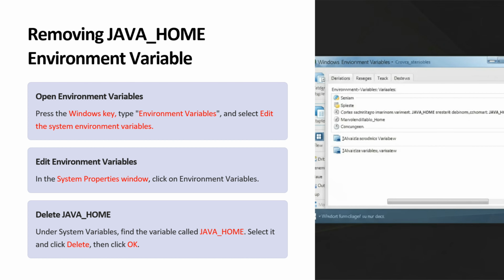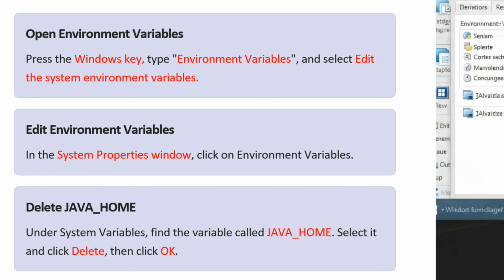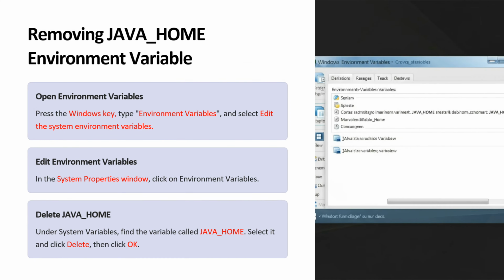Next, we have to remove the JAVA_HOME environment variable. For that, you have to edit environment variable in the system properties window. And under system variables, you can find the variable called JAVA_HOME that you have to delete.